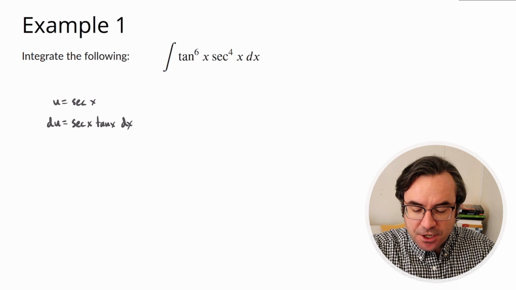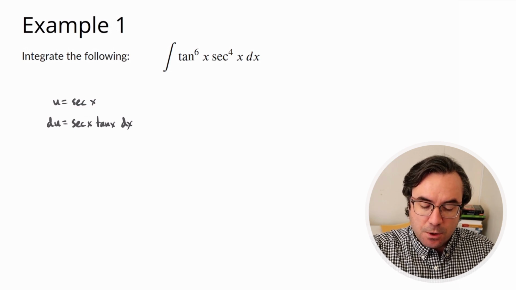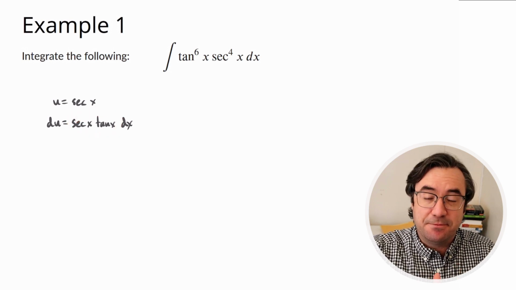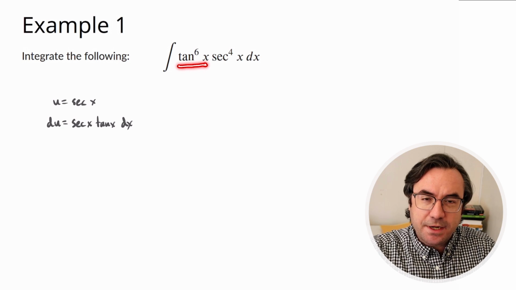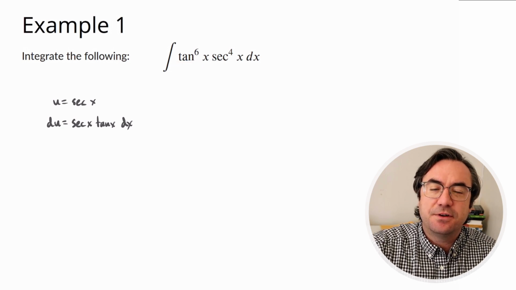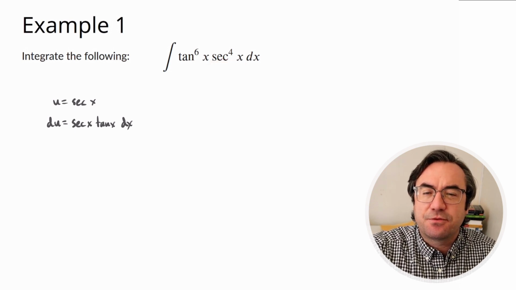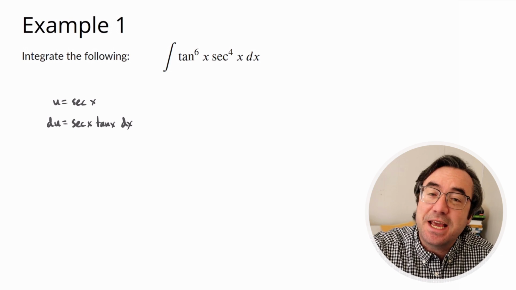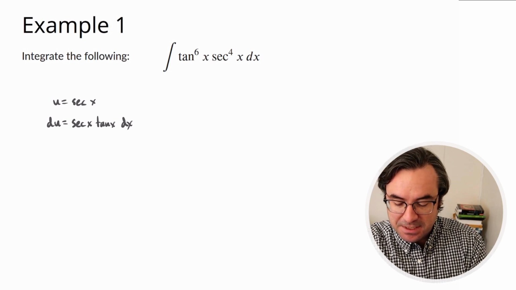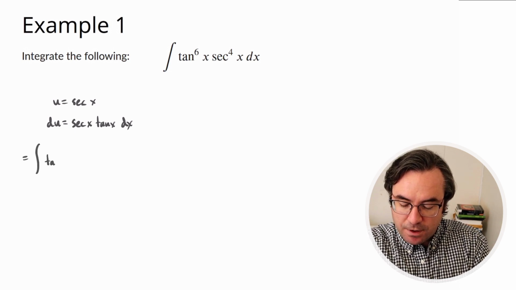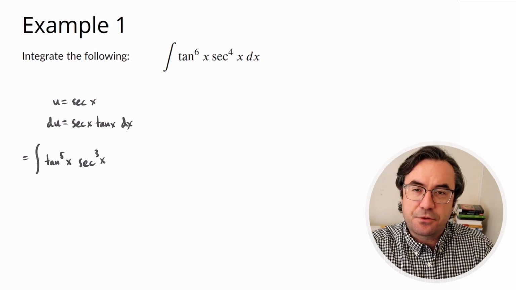So if this is going to be our substitution, what we want to do is make this differential. We want to kind of fit it in. So we're going to peel off one copy of tangent from this stack of tangents, and one copy of secant from this stack of secant functions. So let's rewrite our integral. If we take one of the tangents off, we'll have 5 left. And if we take one of the secants off, we'll have 3 left there.